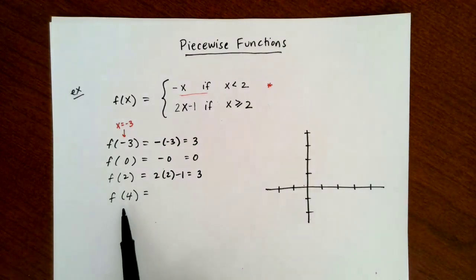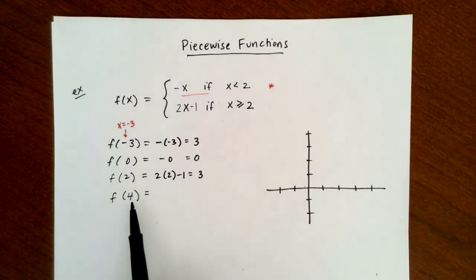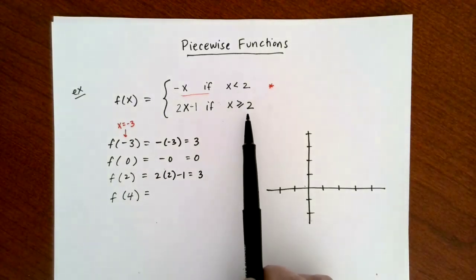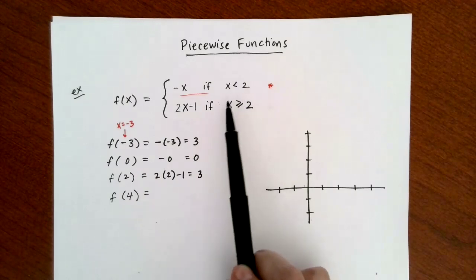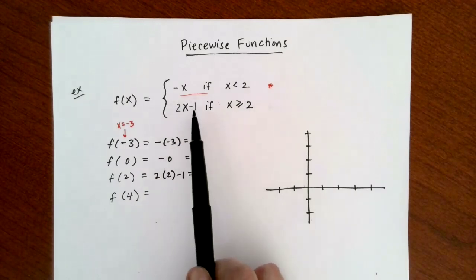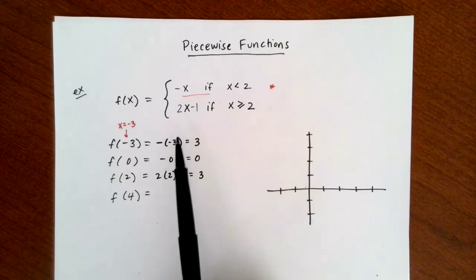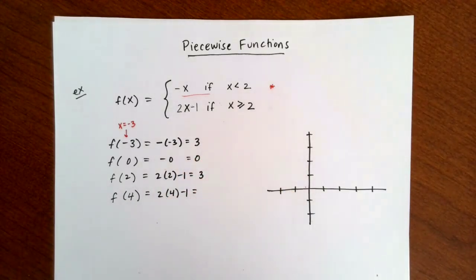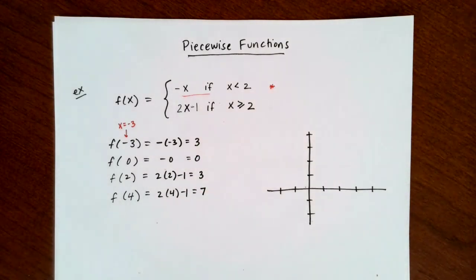Finally, for f of 4, we'll do the two parts one last time. So is 4 less than 2 or greater than or equal to 2? I would say it's greater than or equal to 2. So it goes into this formula, and the negative x has nothing to do with this computation. So we'll have 2 times 4 minus 1. That's 8 minus 1, which is 7. Okay, so that's how we plug numbers into our piecewise function.